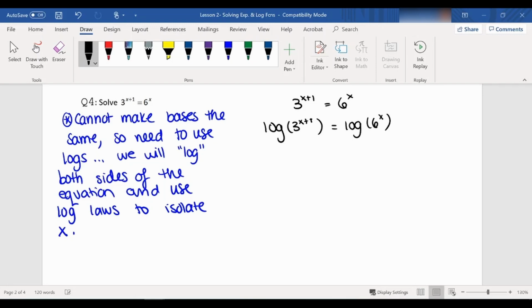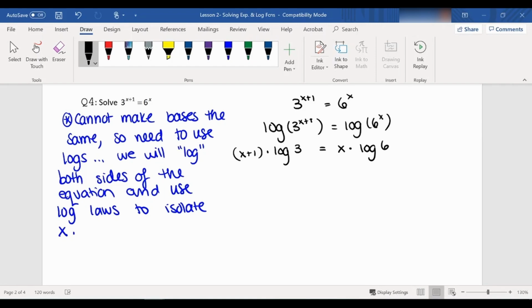Now our log laws say that if we have an exponent, we're allowed to bring that exponent down outside in front of the log. So on the left-hand side, the entire x plus 1 is going to come down and multiply with the log, which now would just have a 3 inside. On the right side, we're going to bring the x down in front and multiply that with the log of 6.